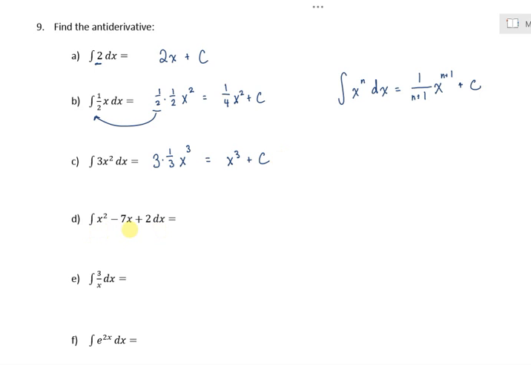Alright, when we have a sum, we just do each part. So x squared, by my rule over here, becomes 1 over 3 x cubed. My 7x becomes 7 over 2 x squared. My 2 becomes a 2x. And then I get a plus c.